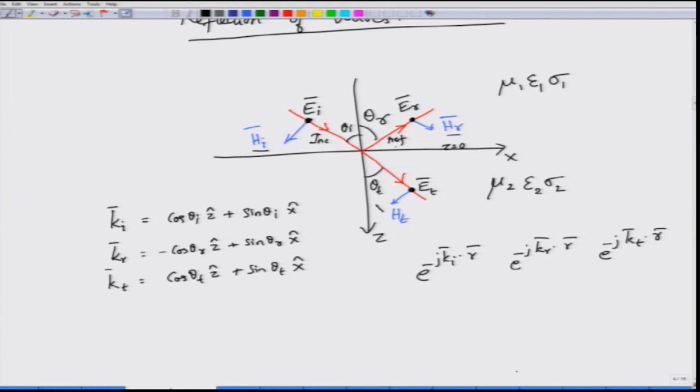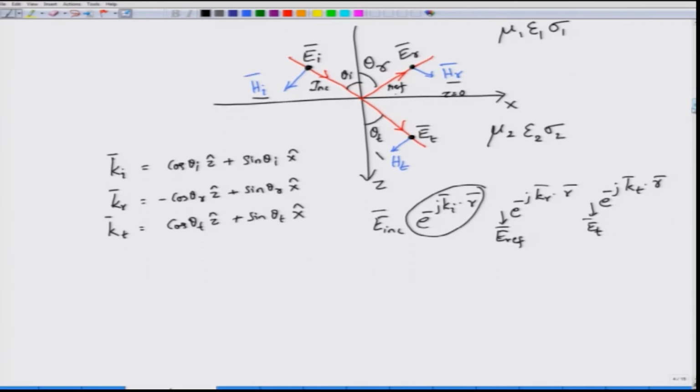That is, the incident wave will be described by the electric field E_i and this phase factor. This is the reflected wave, so it is E_r into this one, and this is the transmitted wave, which is E_t times e to the power minus j k_t dot r. So these are the phase factors that we have to attach to the plane waves. Okay. What can we write about H_i?